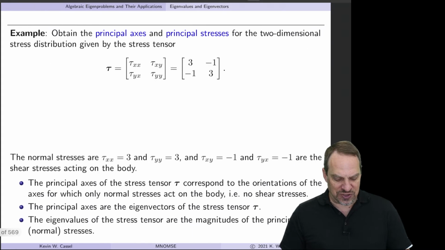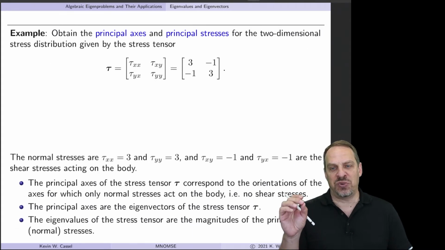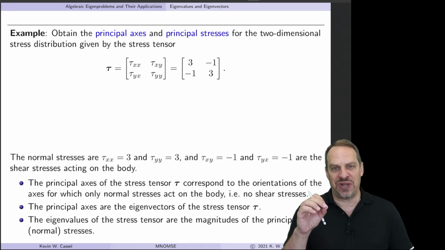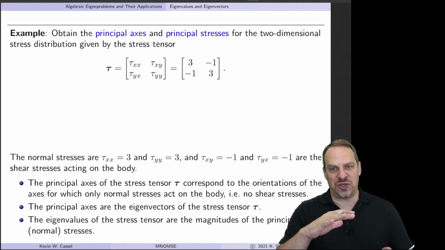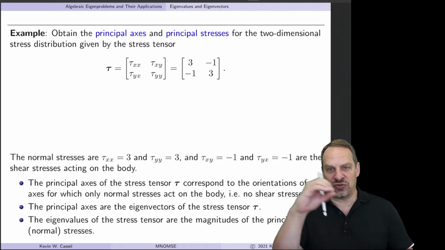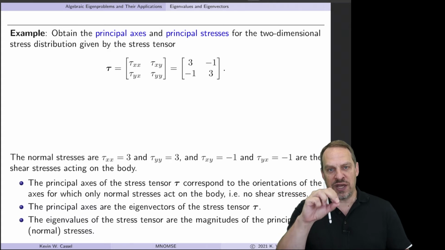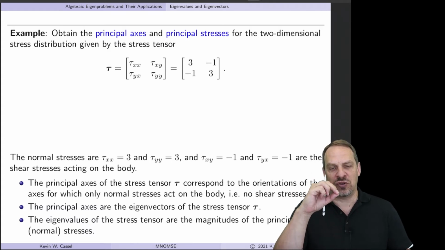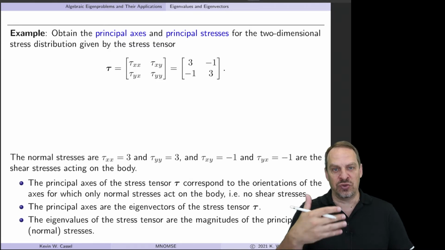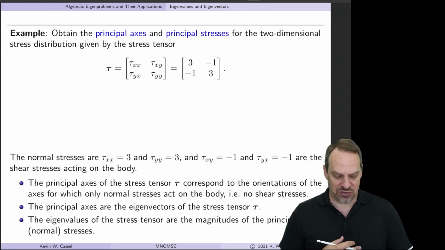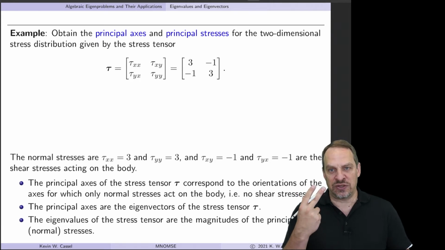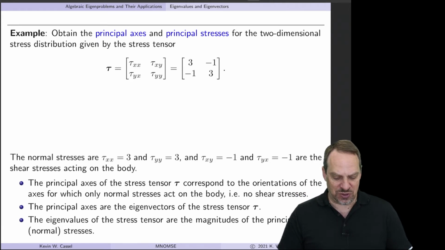Okay, so let's start with an example that we referenced last time, a physical example of finding the principal stresses and principal axes of a stress tensor. So remember, any continuous substance, solid or fluid, has a stress state. At every point in that medium, there are shear stresses and normal stresses, and that is represented by the stress tensor, which is just a 3 by 3, or if it's two-dimensional, 2 by 2 matrix of normal and shear stresses. We're going to look at the 2 by 2 case, the two-dimensional case, just to keep things somewhat simple.